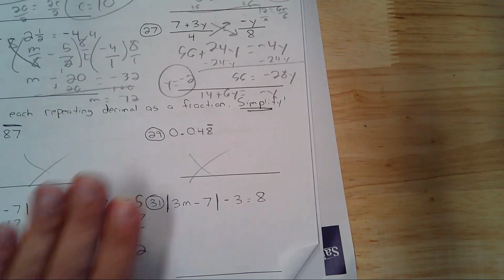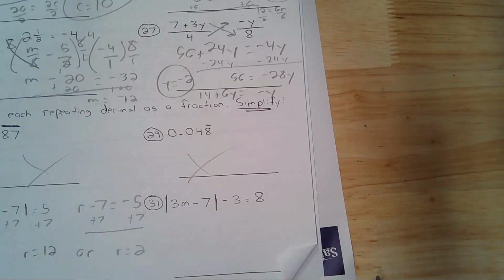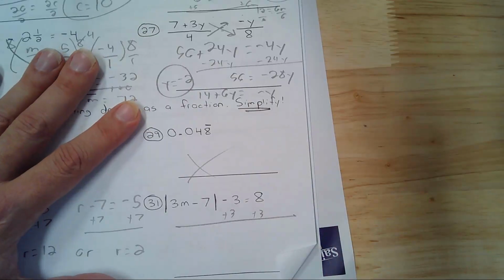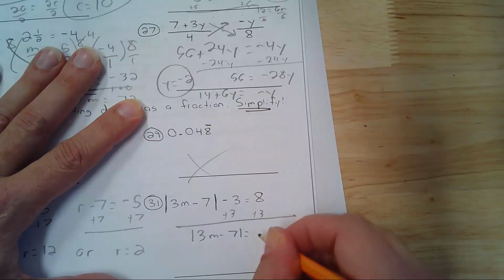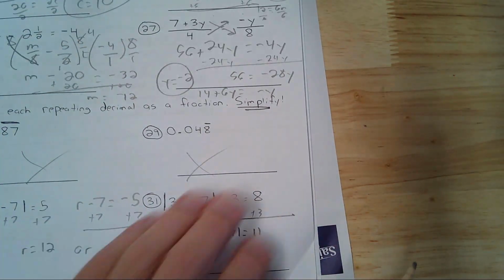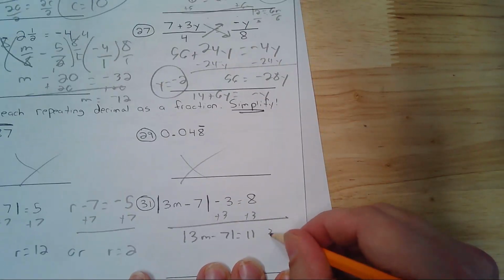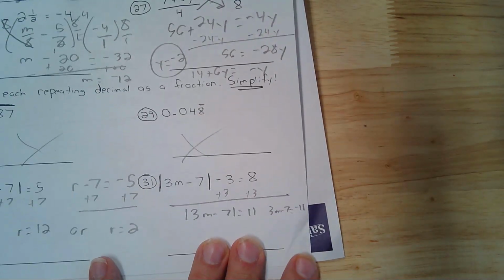This one, again, this minus 3 has to go because it's not in the box. So I have to add 3 first. And then this is still in the box, but there it is right there. Now I can solve the two equations. 3m minus 7 equals 11. 3m minus 7 equals -11.